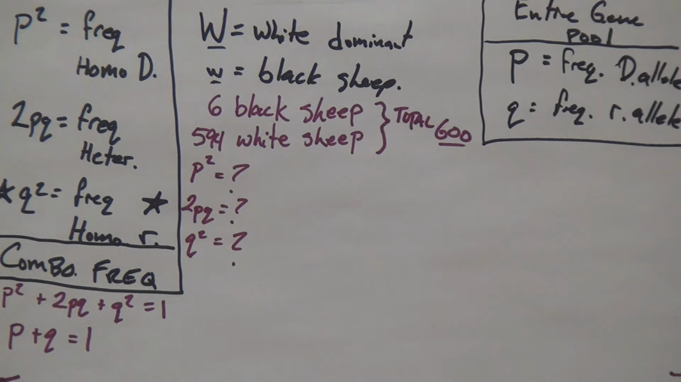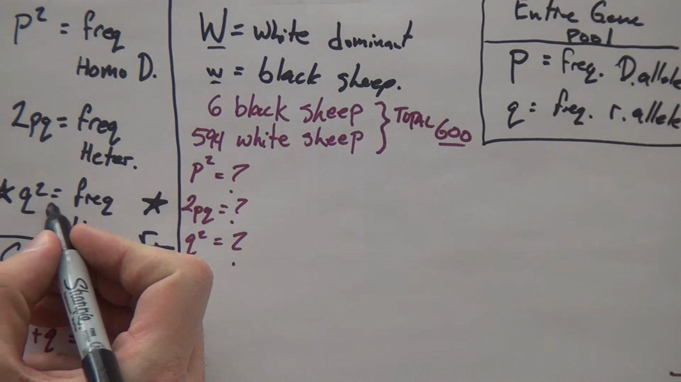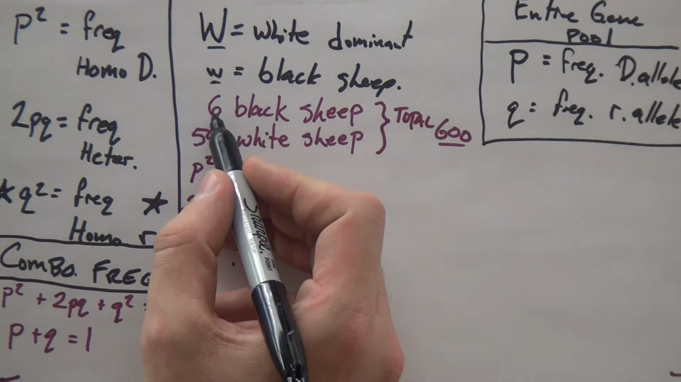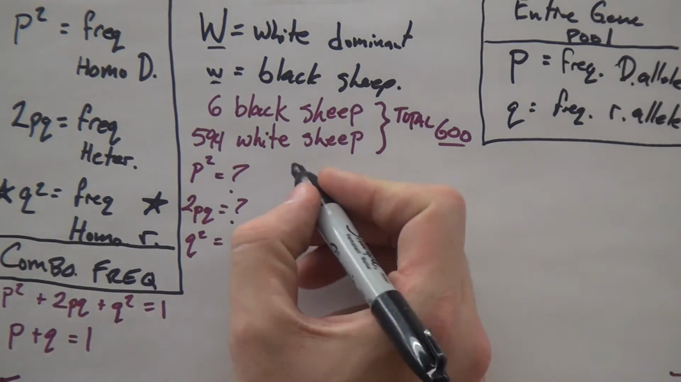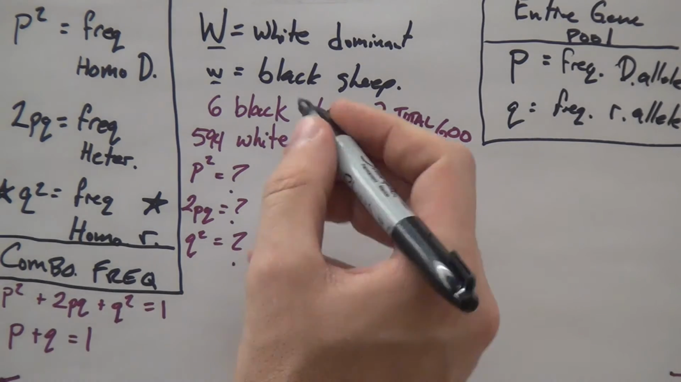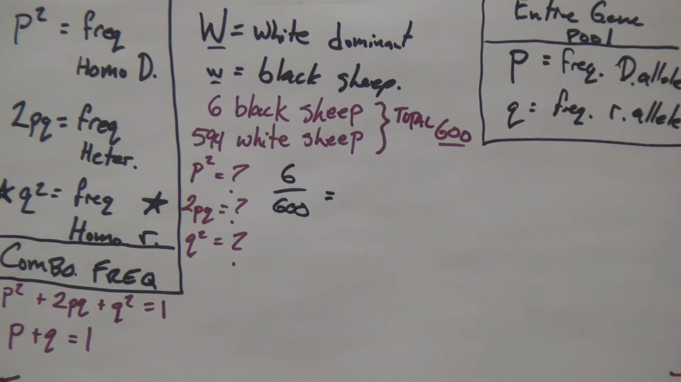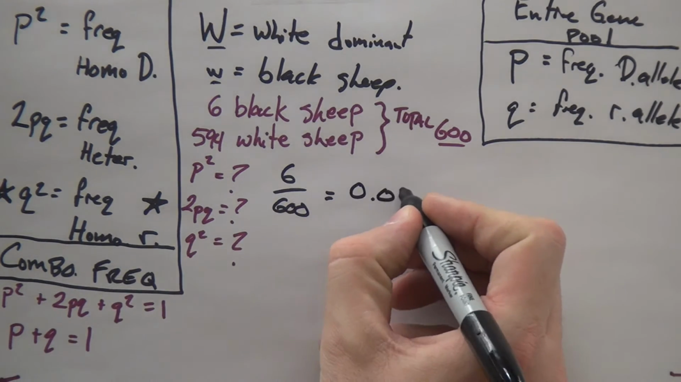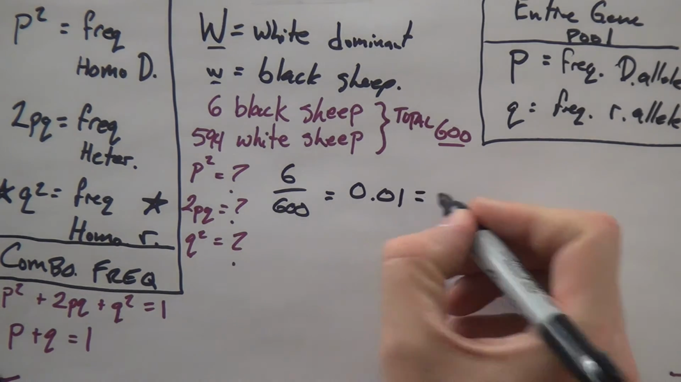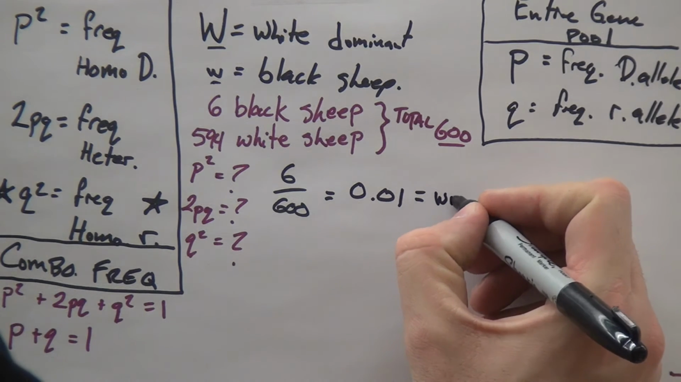Okay, now that we've got that under our belt, we can start actually doing this question. We've got to understand, what I said before is chase the recessive. The frequency of the homozygous recessive means we have 6 black sheep, right? So 6 black sheep out of a grand total of 600 sheep. We divide that and it gives us a decimal. It gives us the answer 0.01. That represents the frequency of this specific combination.